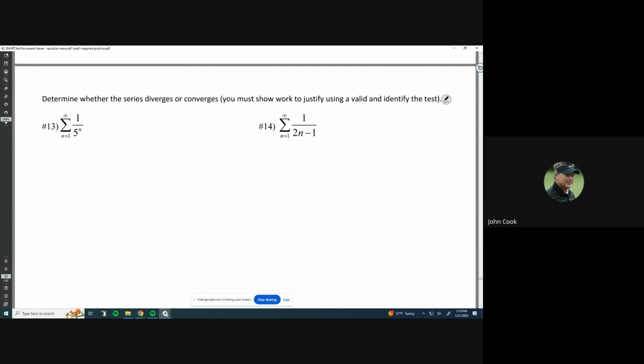13, determine whether the series converges or diverges. Okay, 1 over 5 to the n. Yeah, that's a real simple geometric series again. N equals 1 to infinity, 1 over 5 to the power of n. Geometric.